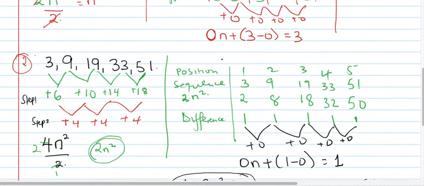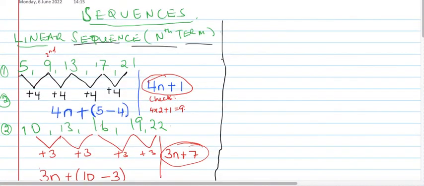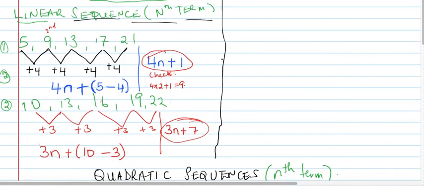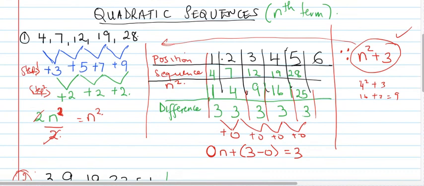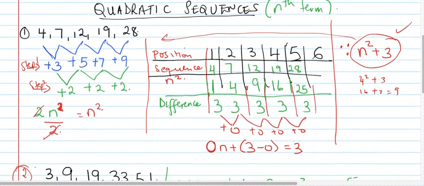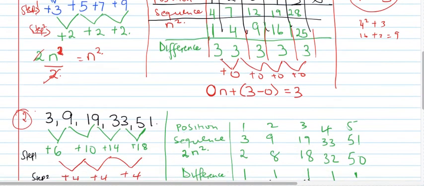We first looked at linear sequences and we went through the steps you take to find the nth term. You can have a look at them. And then we proceeded to quadratic sequences, which I've given you the general steps you take. You can apply them to any quadratic sequence. And that is the end of this session.